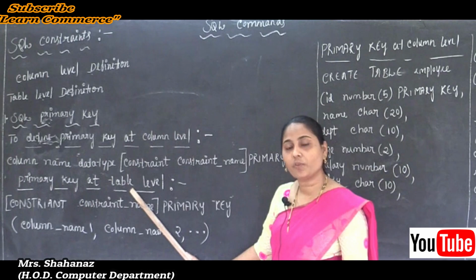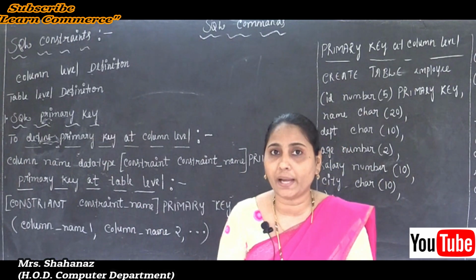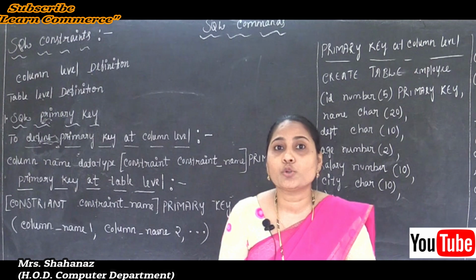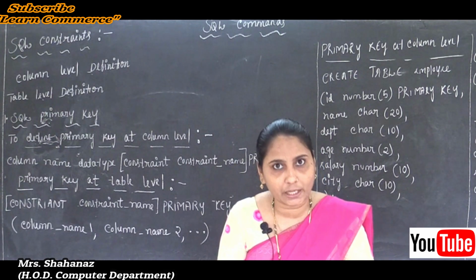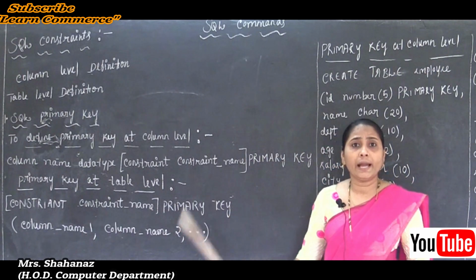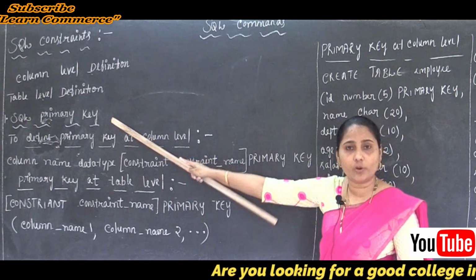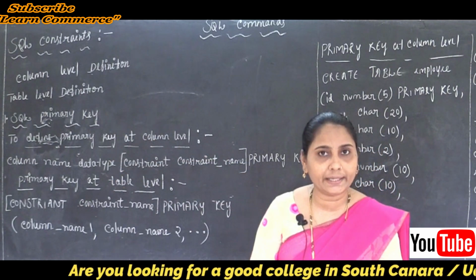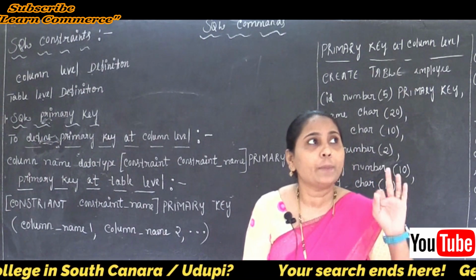We know the meaning of the table level. Why? Because whatever rules or constraints are applied, they apply to the whole column of a table. So how many columns are there in the table? To every column such a rule is going to apply, and the rule is the primary key rule. We know the meaning of the primary key rule: it uniquely identifies each record in the table. So this is the rule of the primary key.